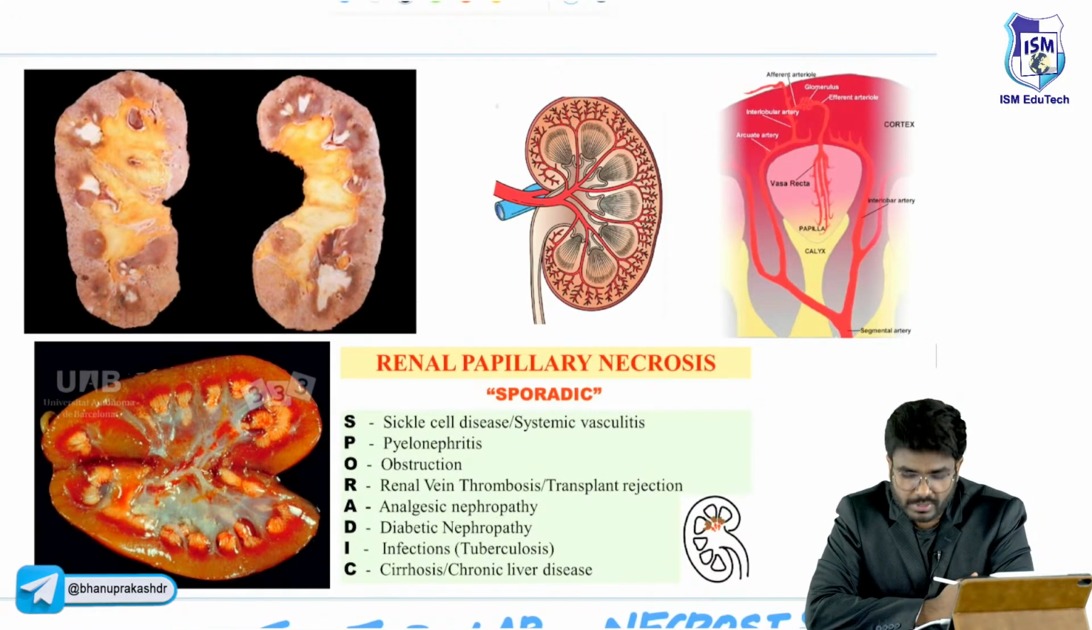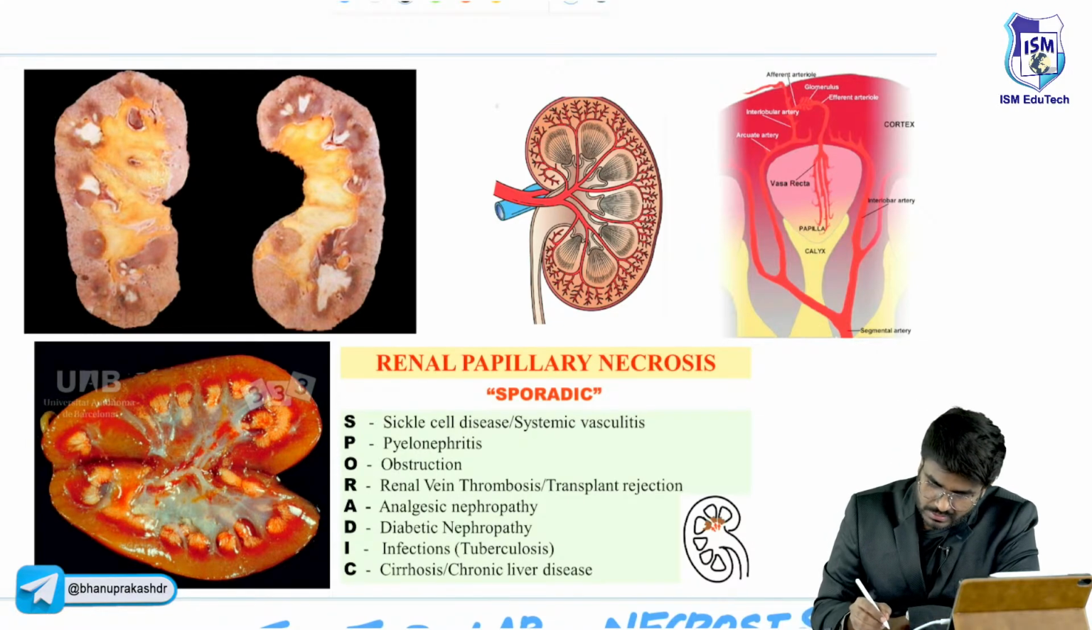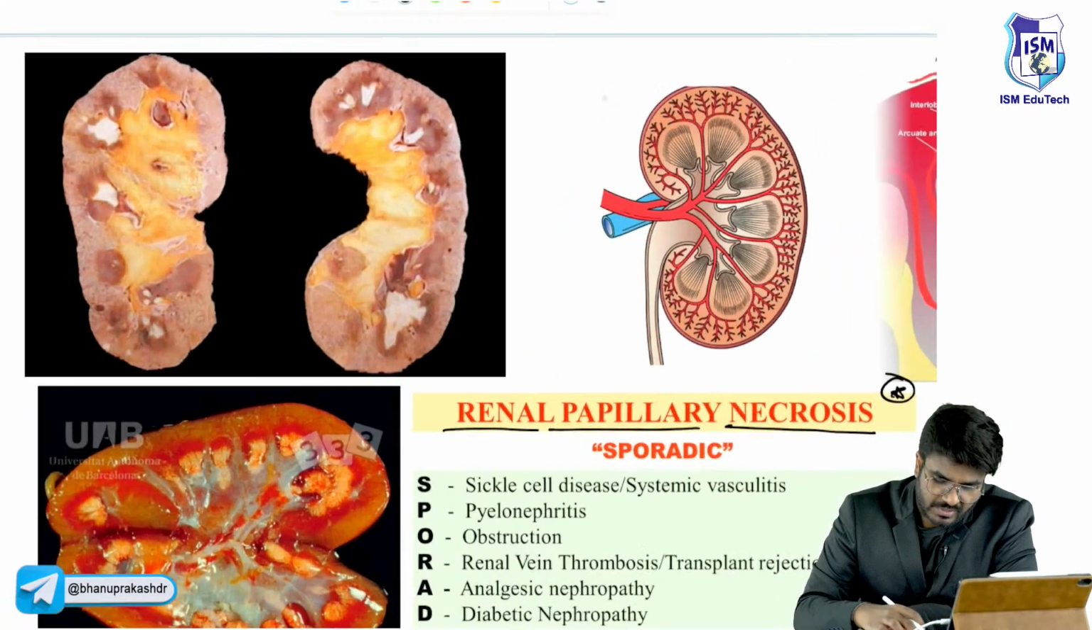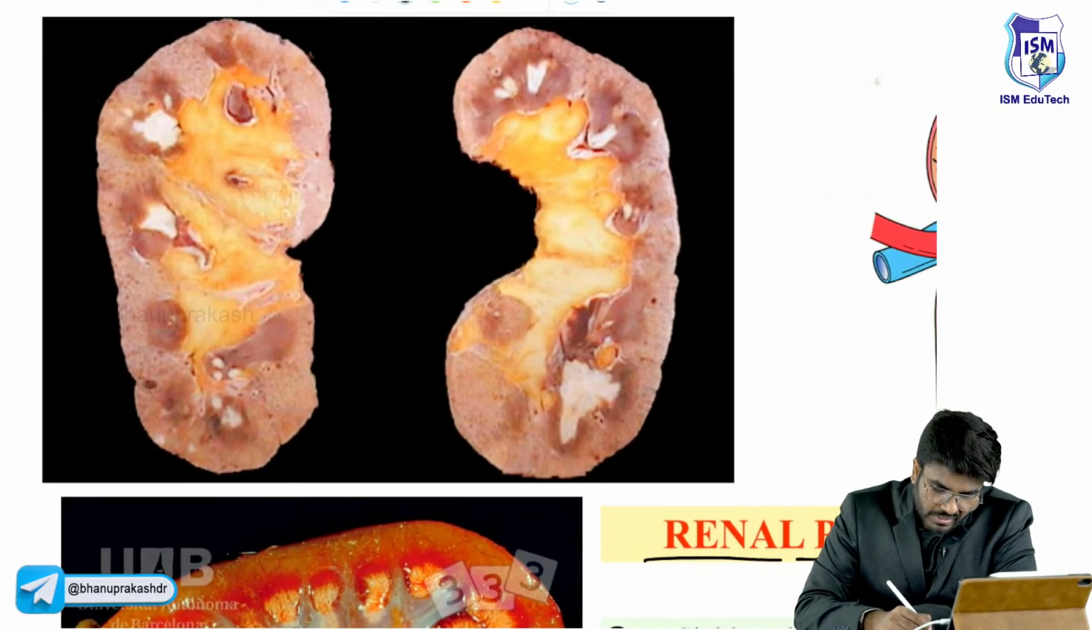The first topic is renal papillary necrosis. Look here. So what exactly is renal papillary necrosis? It's an image-based question. You can clearly see the renal papilla. These are the papillary areas of the kidney, right?